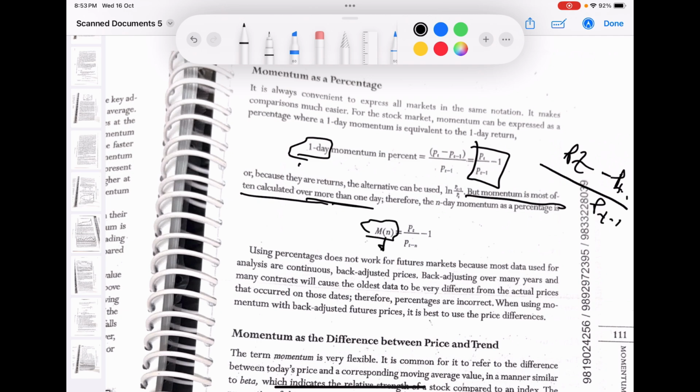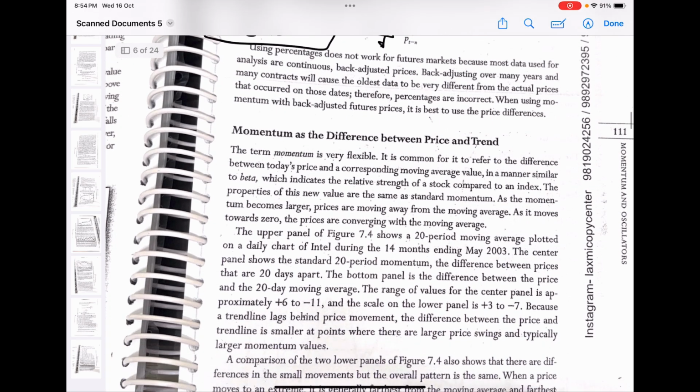Momentum with the number of days N is P_t divided by P_(t-N), minus 1. Today's price divided by that day's price, then you subtract 1. That's going to give you the momentum. Very simple. Just try to learn it right now. It's basically a rate of change. So you know what the denominator is going to be: the price of that particular day.